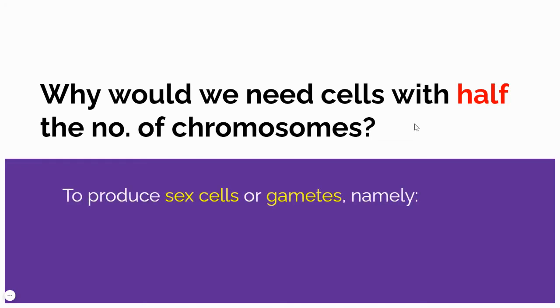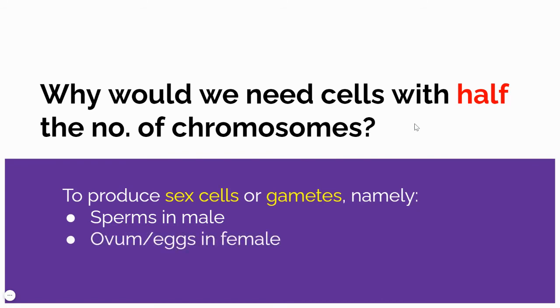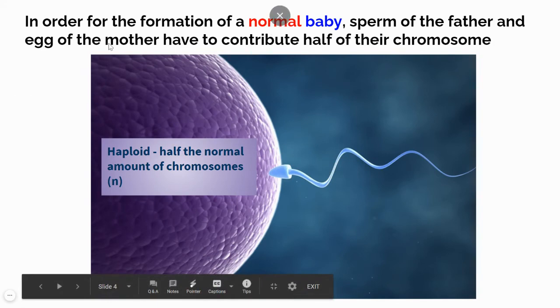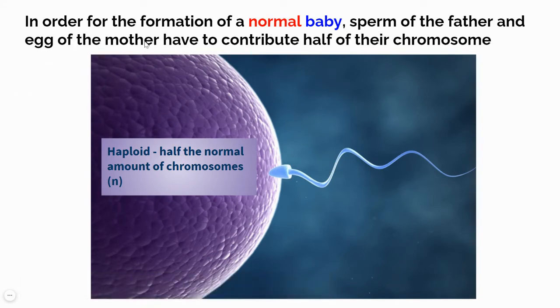First thing is to produce gametes or sex cells. Now, what are these gametes or sex cells? The sperms are the gametes of the male, and the ovum or the eggs are the gametes in the female. Now, in order for the father and the mother to have a normal baby, the sperm of the father and the egg of the mother contribute half of their chromosomes, which fuse and then become the full number of chromosomes in a normal baby. And that is why, to make sure that the sperm and the egg are half the number of chromosomes, meiosis is needed. So to make this sperm of the father and this egg of the mother, meiosis is needed.